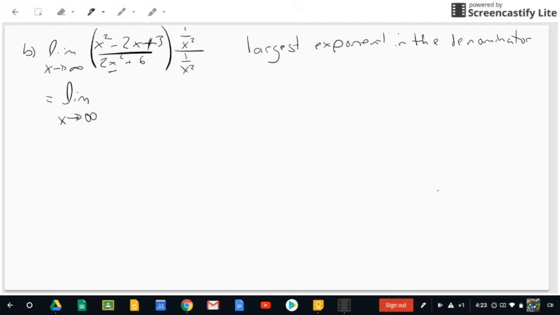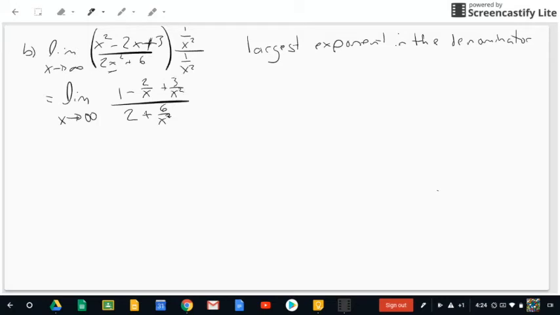When I multiply that through, specifically in the denominator, 2x squared multiplied by 1 over x squared is going to give me 2. I haven't got a problem with 2. But what's nice about this is that 6 becomes 6 over x squared. Up in the numerator, that x squared is going to become 1. That negative 2x is going to be minus 2 over x. And that plus 3 will become 3 over x squared.